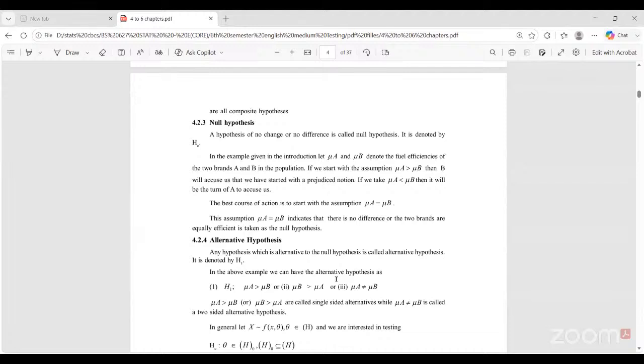See here, in the example we have given in the introduction, let mu A and mu B denote the fuel efficiency of the brands A and B in the population. So we start with the assumption mu A greater than mu B. It will be accused that we have started with a prejudicial notation. Therefore mu A less than mu B will be the alternative.